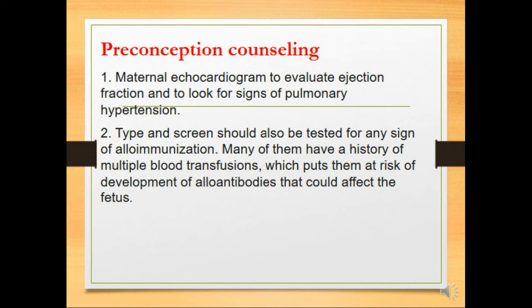It's maternal echocardiogram. Why? To evaluate ejection fraction and look for signs of pulmonary hypertension. And number 2, type and screen should also be tested for any sign of alloimmunization. Why? Because many of those patients have a history of multiple blood transfusions, which puts them at risk of development of alloantibodies that could affect the fetus.